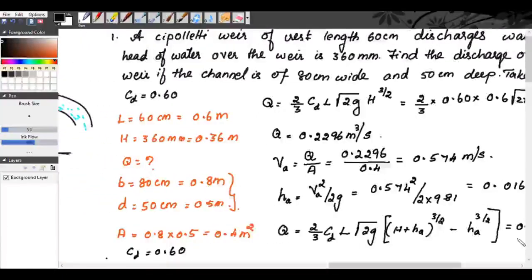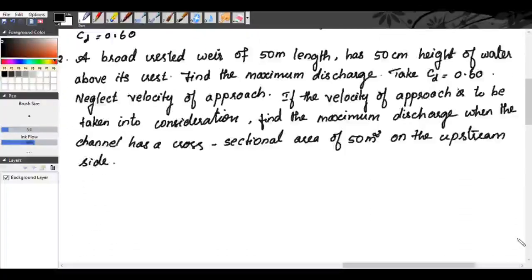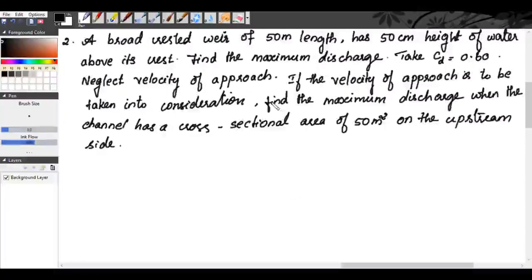We'll move on to our second problem. So second problem is a broad crested weir of a 50 meter length. So length is given as 50 meter. Has 50 centimeter height of water above its crest. That means H is 50 centimeter, so that is equal to 0.5 meter.